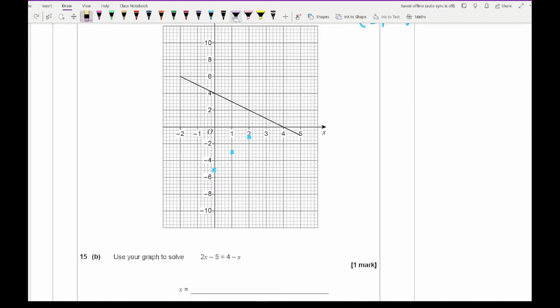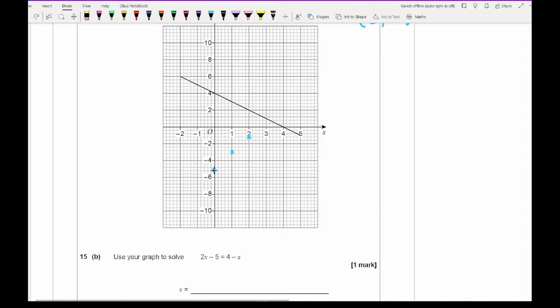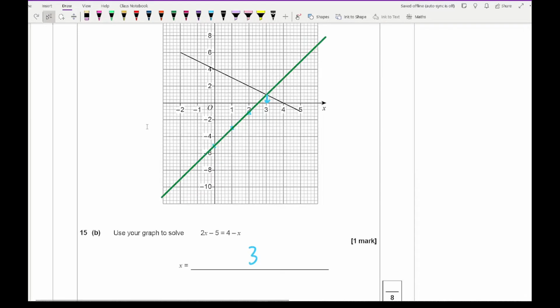delete that and let me draw a more accurate line, and like so, and let me then just extend the line to what we should have, like so. Now, where we're looking is the x value where those two lines intersect, which is at 3.